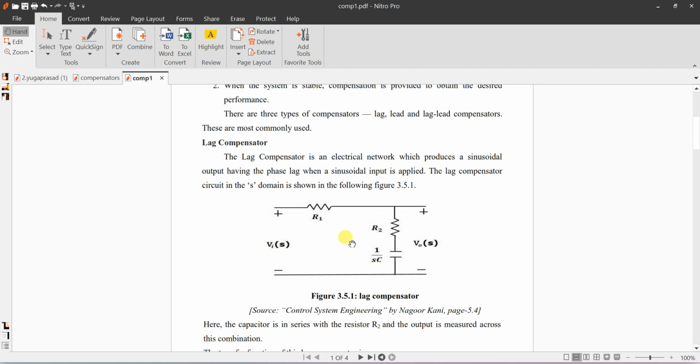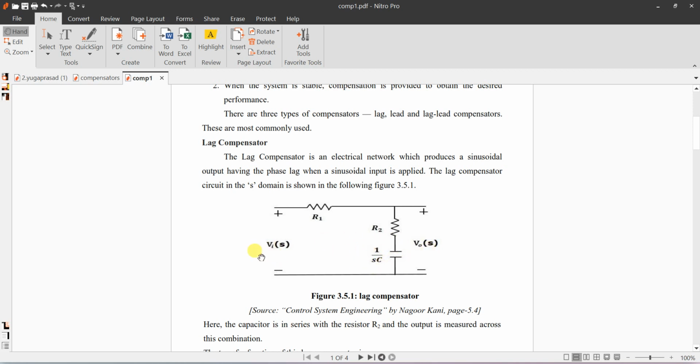In the lag compensator, we are using R1 and R2 as shown in the figure. We are adding one capacitor in series with R2. The input is Vi of S, the output is V naught of S, and the transfer function is V naught of S by Vi of S. You write it in the frequency domain, so resistance remains resistance only, and the capacitor is replaced by 1 by SC.